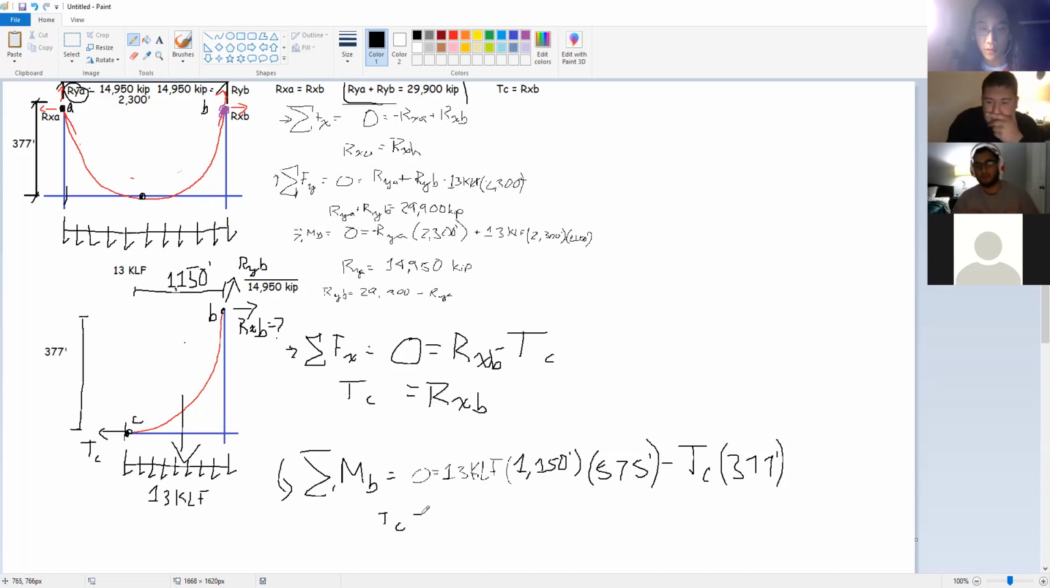We're just going to put TC on the other side. Just going to do a bunch of math. 13 times 1150 times 575. So that's this KLF force, that's the moment. Divided by 377, because we put this to the other side, and we're just going to divide by 377 to get the tension reaction force by itself. We end up with, let me double check this real quick. Yep, 22,801.7. What unit are we using?